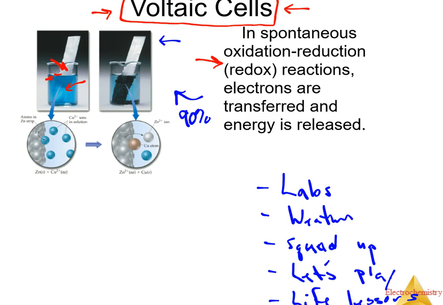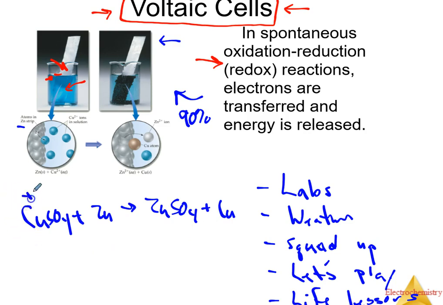Now, the good news about a voltaic cell is it's really pretty easy. It's just a battery. It's a fancy name for a battery. All right, so in spontaneous oxidation reduction reactions, electrons are transferred and energy is released. Okay? So like if I have copper 2 sulfate and zinc, you have a solution of CuSO4. You drop in a piece of zinc, and a reaction happens where you end up with ZnSO4 plus Cu.